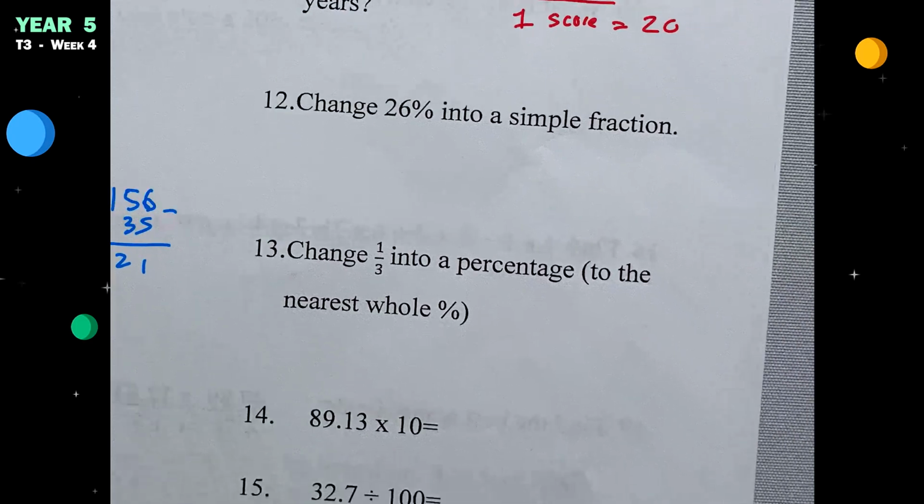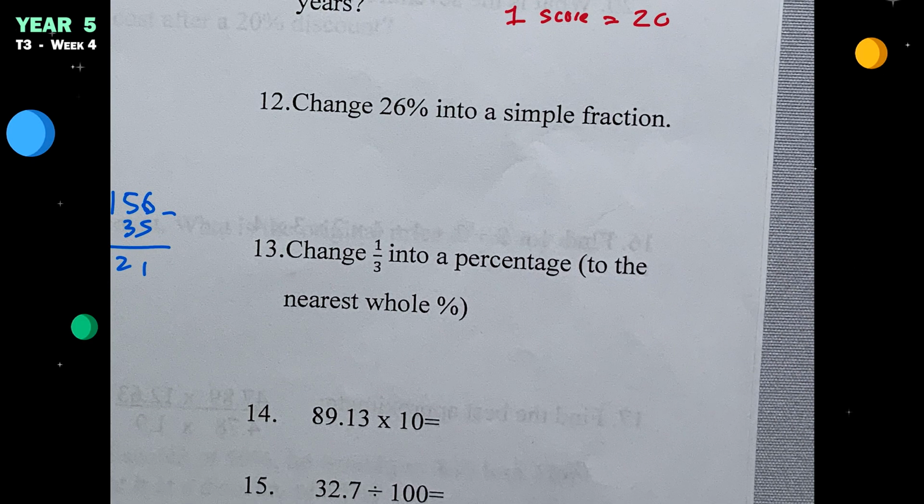Okay, question 12. Change into simple fraction. 26%, that means 26. So 26% can be written as a fraction. If you want to change a percentage to a fraction, just put it over 100. So 26% means 26 over 100. Then you simplify it. Make it simpler. You can do that yourself.